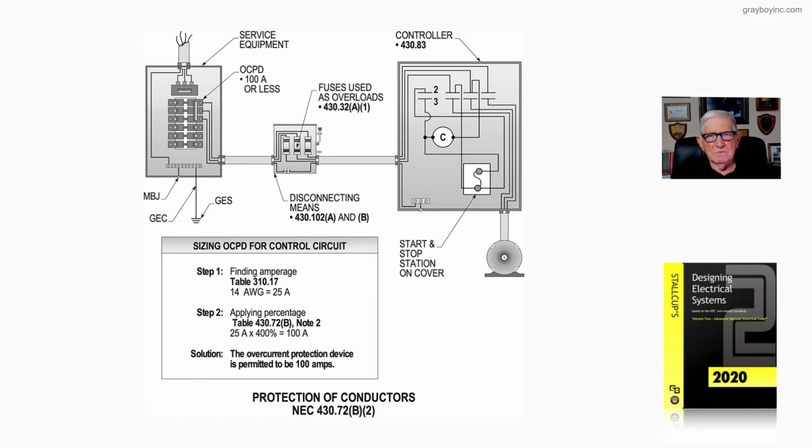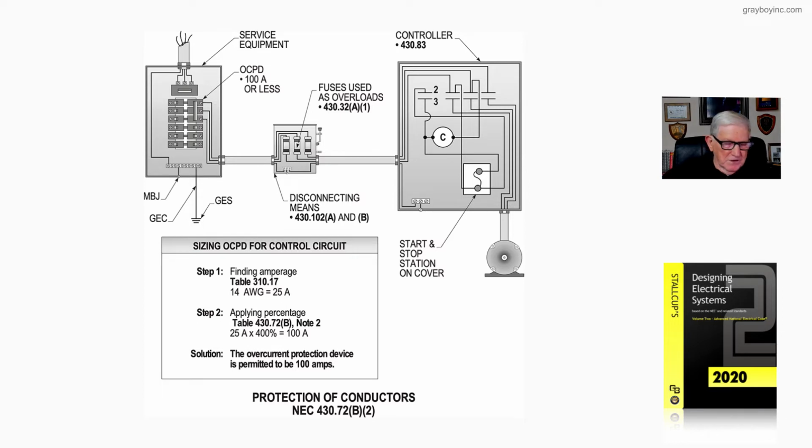Now, notice anytime that you tap on the line side of the starters you see in this illustration for your control circuit, you're in 430.72B. If you should have a control transformer, you're in 430.72C as in car.